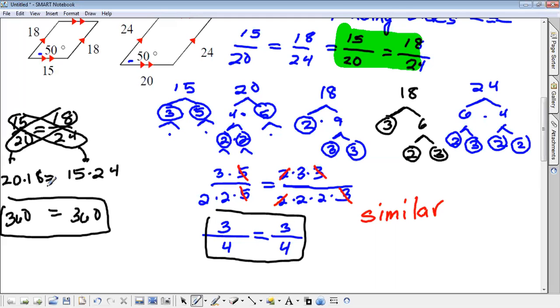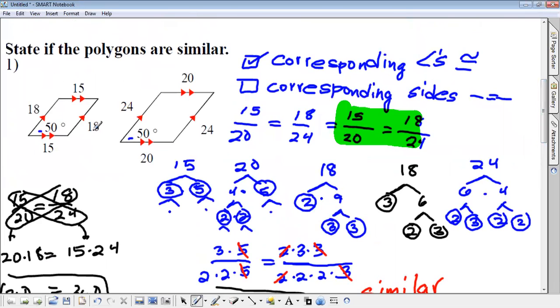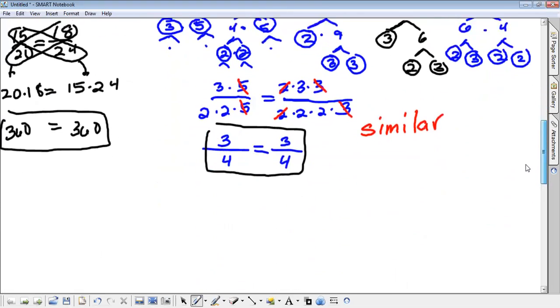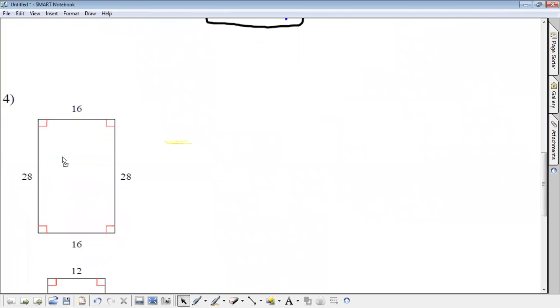Now, what is similar? Similar means the same shape, but one is larger than the other. So imagine this is the mommy and this is the baby. Same shape, very similar, but one is larger than the other. Now, next example. And it's the same thing: are they similar, yes or no?